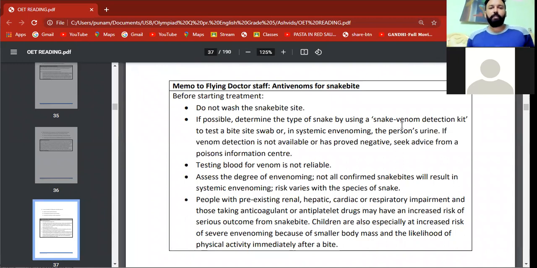Okay, let's read it. Memo to flying doctor staff, antivenoms for snake bite. Before starting treatment, do not wash the snake bite site. If possible, determine the type of snake by using a snake venom detection kit to test the bite site swab or, in systemic envenoming, the person's urine. If venom detection is not available or has proved negative, seek advice from a poison information center.